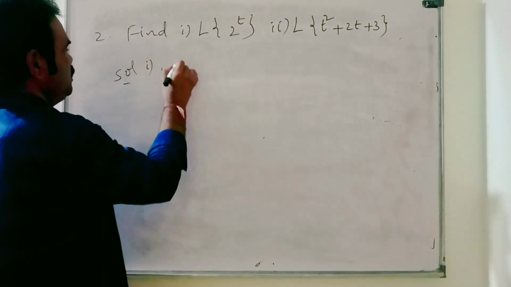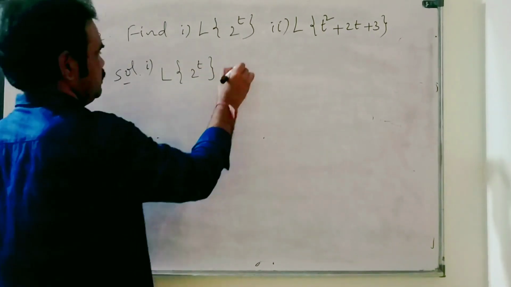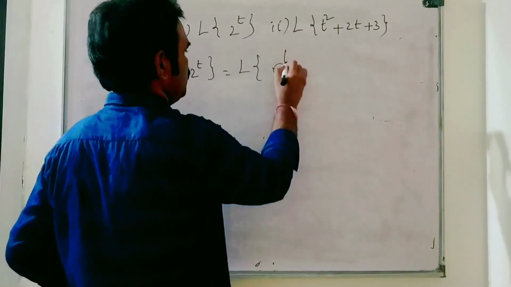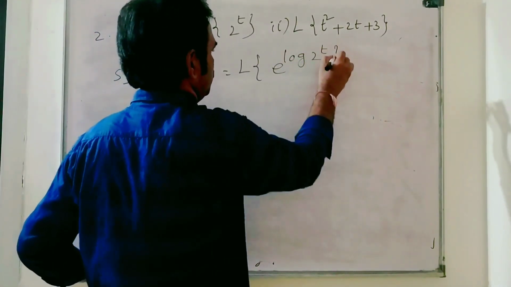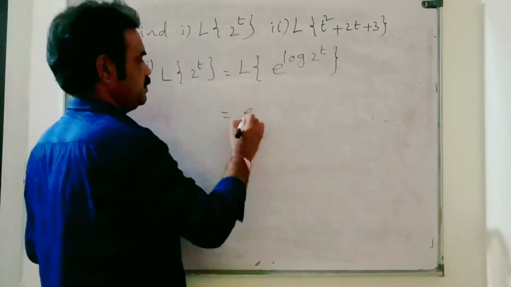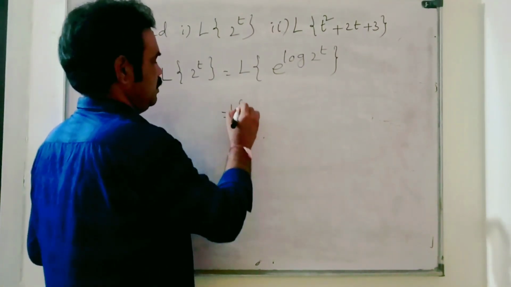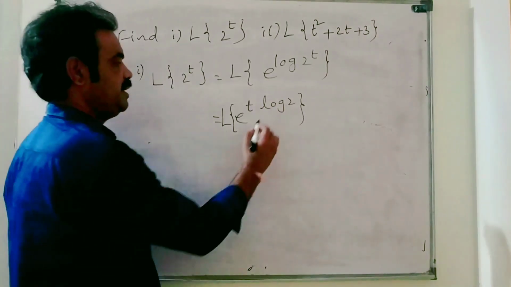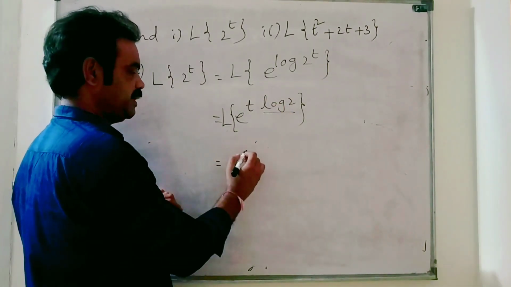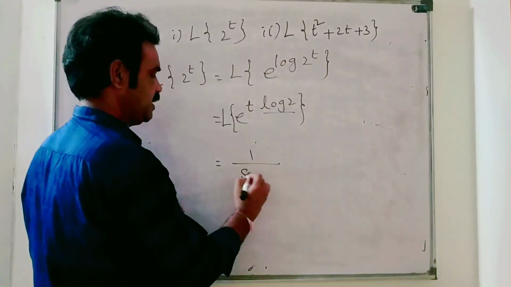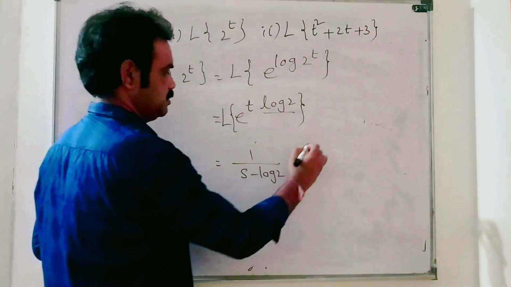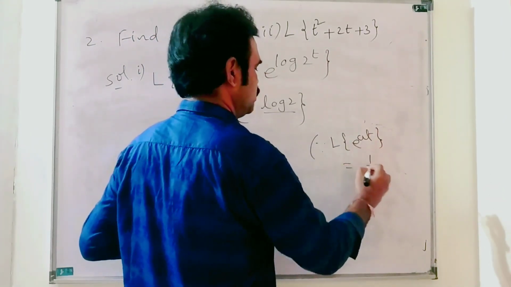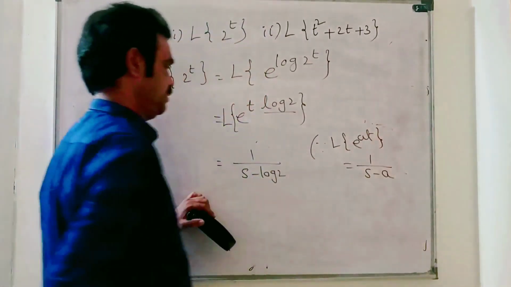And see the first one, L of 2 power t. 2 power t can be written as e power log 2 power t, that equals e power (log 2) t, that is e power at, where a is log 2. L of e power at is 1 by s minus a. This is 1 by s minus log 2, since L of e power at is equal to 1 by s minus a.